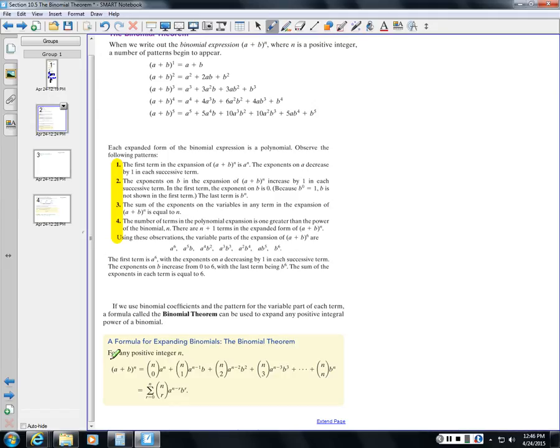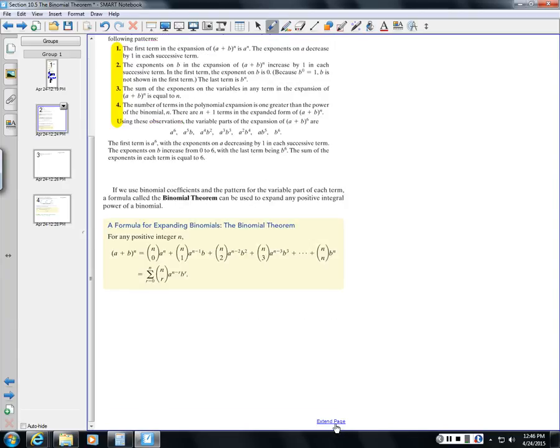Now, here is the formula for expanding binomials. So instead of us having to take, for instance, a plus b to the fifth, and taking a plus b times a plus b and FOILing two of them out, and then taking that answer and FOILing it with another one, and just doing this non-stop FOIL process, we can use this idea here.